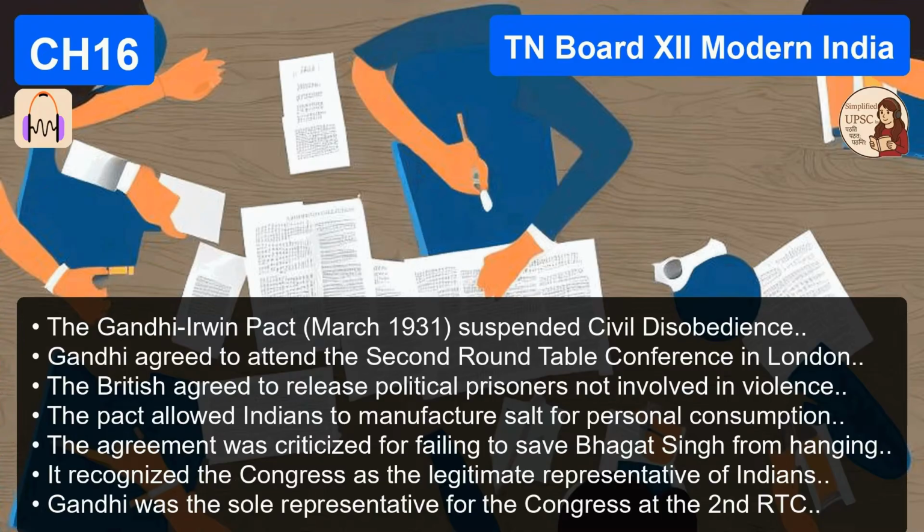But the British desperately needed Indian cooperation for the war effort, so they started making offers. First came the August offer in 1940. The Viceroy offered a vague promise of a representative body to frame a new constitution after the war, and an expansion of his Executive Council. The Congress rejected it as too little, too late.